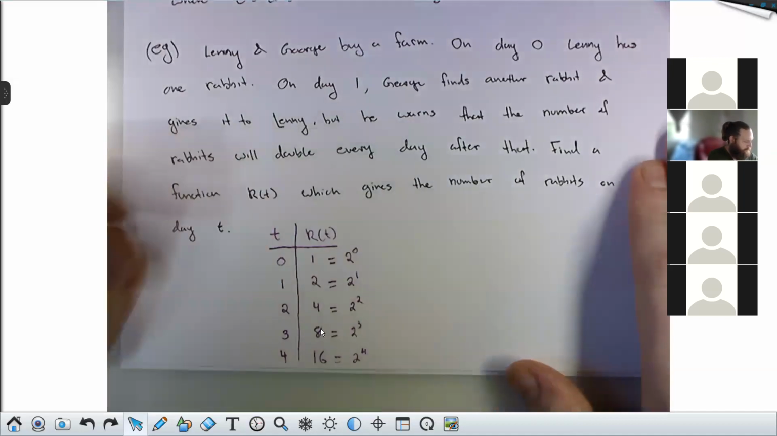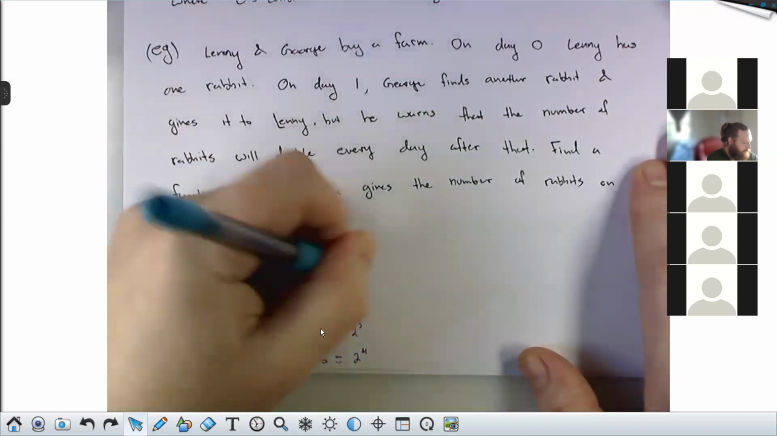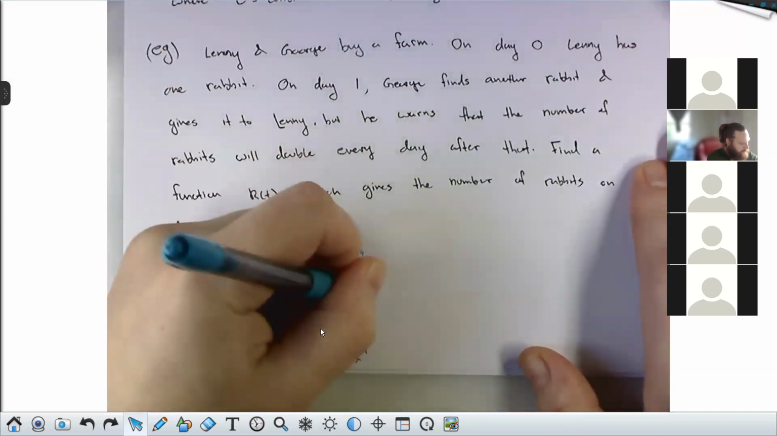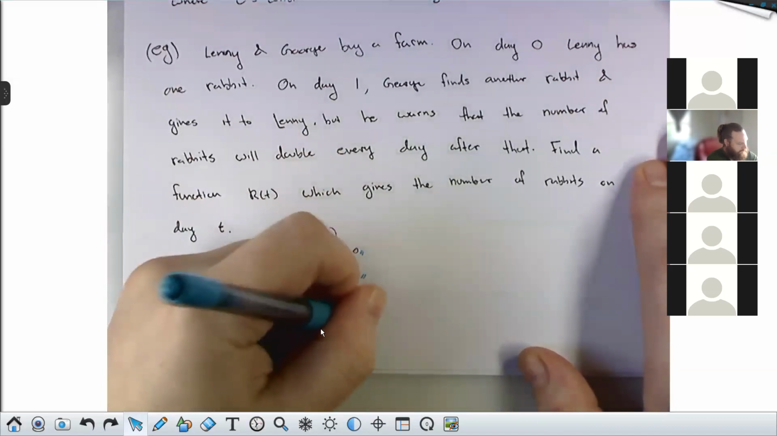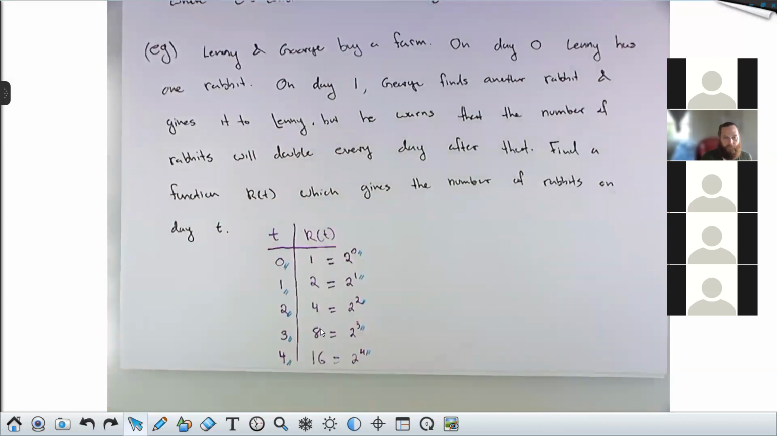So I want to draw your attention to the pattern here. Each one of these outputs is 2 raised to some number. And that number is the t value, right? So R of 0 is 2 to the 0. R of 1 is 2 to the 1. R of 2 is 2 to the 2. What would R of 5 be?